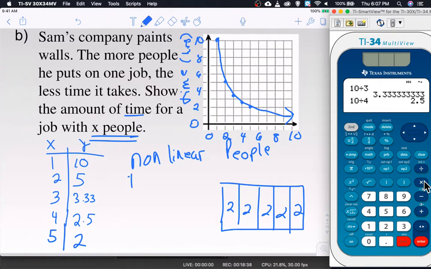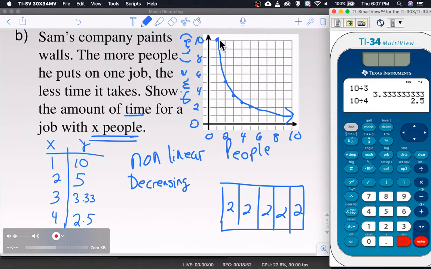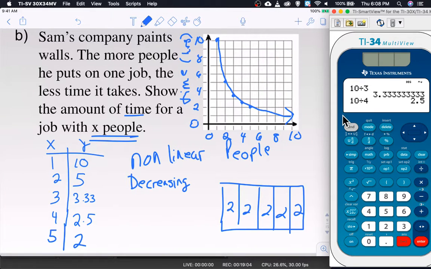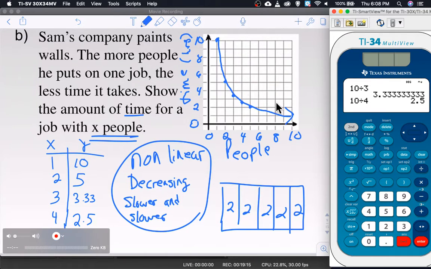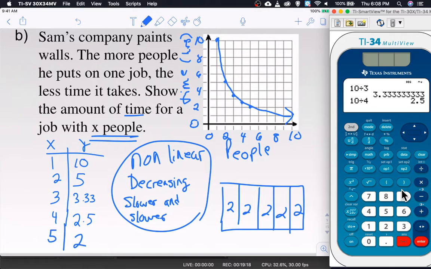This one is decreasing. And how is it decreasing? Well, it's decreasing slower over time, slower and slower. Like right here, it's decreasing really fast. It's almost straight up and down. And then it decreases slower and slower and slower. And right now it's barely decreasing at all. So I'm going to say this is decreasing slower and slower. So that gives us a very good graph and a nice description of what's going on.